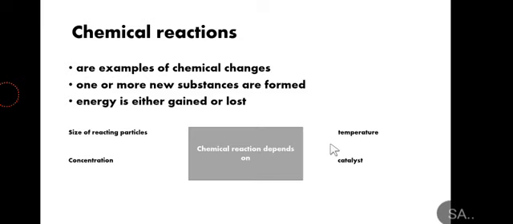Here I have also mentioned a few factors on which the chemical reaction depends. They are basic factors, and I will tell you in detail about the factors that are affecting the rate of chemical reaction in the next video. Here I just mentioned a few: temperature, catalyst, size of the reacting particles, and the concentration of the solution. So these are the factors on which chemical reactions depend.